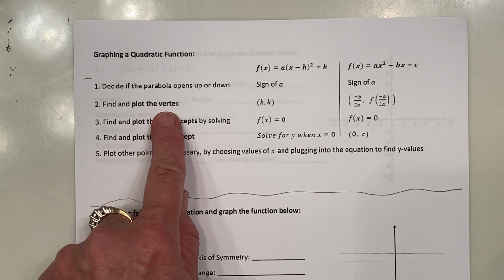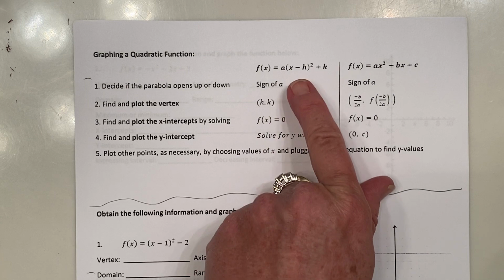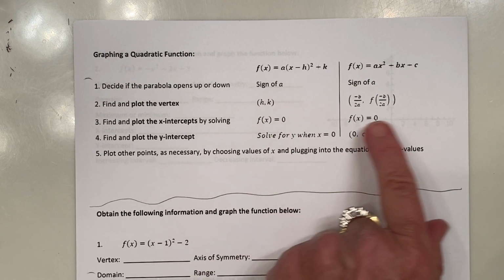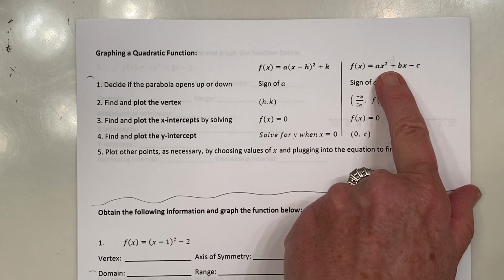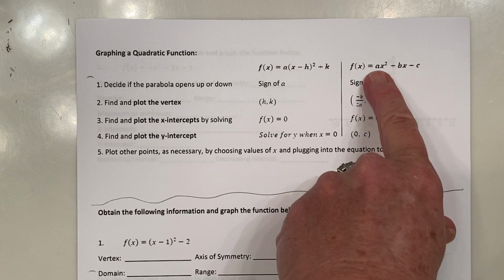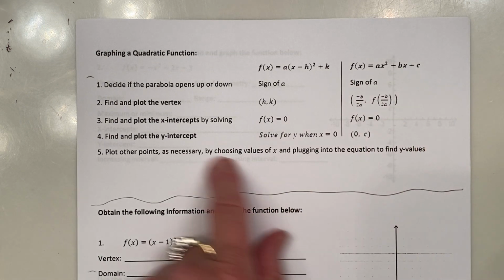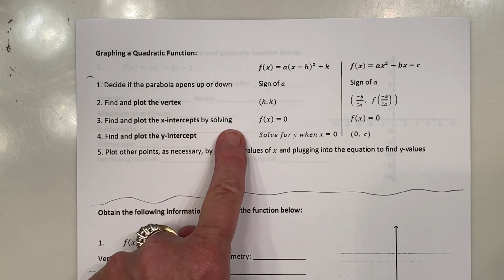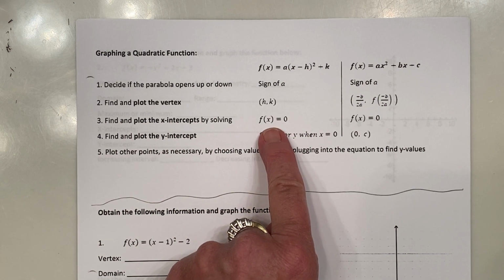Then we want to find and plot the vertex. In standard form, the vertex is easy to identify. It's (h, k). In general form, for the vertex, we have to do some work by using this little formula to get x, and then taking that and plugging it back in to get y. After we find the vertex, we might want to find and plot the x-intercepts by letting y equal 0.